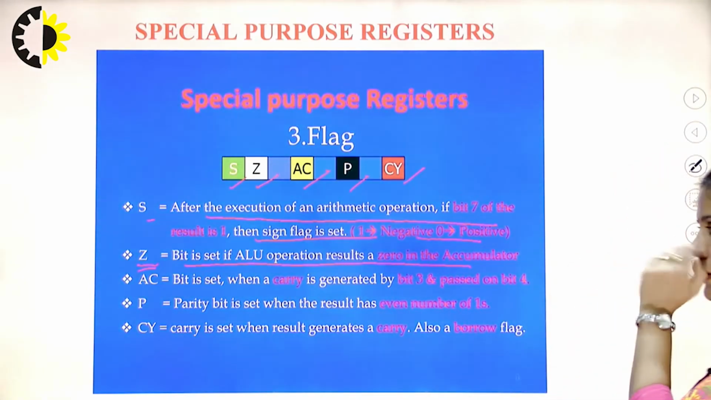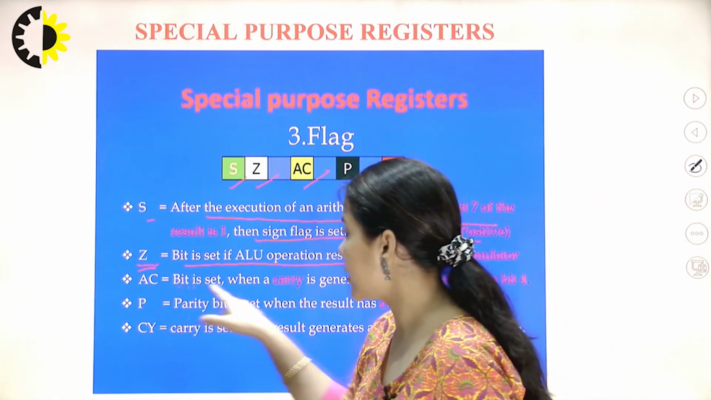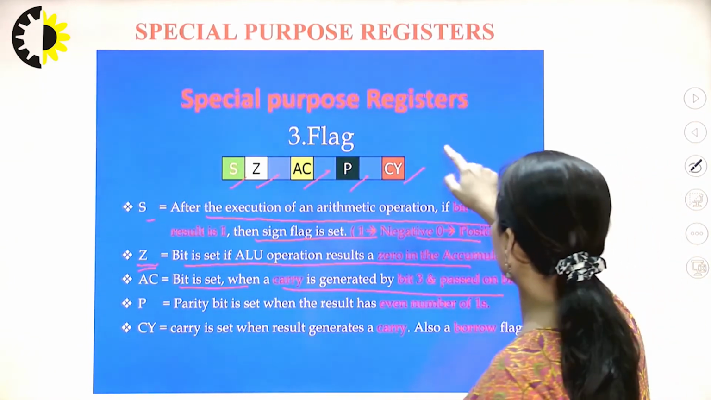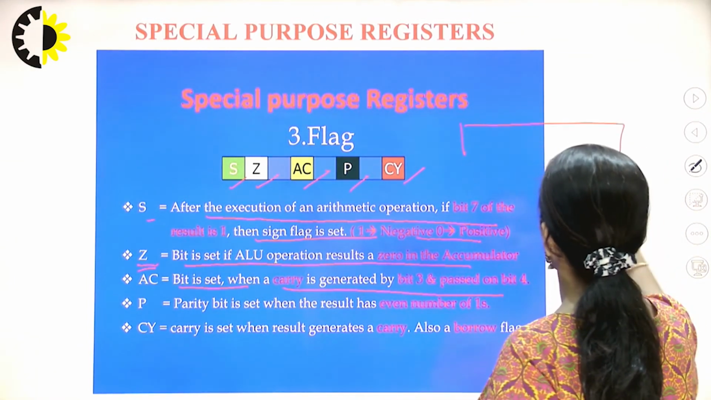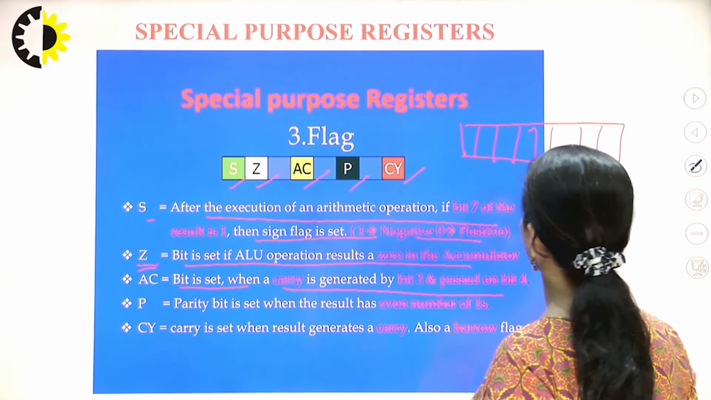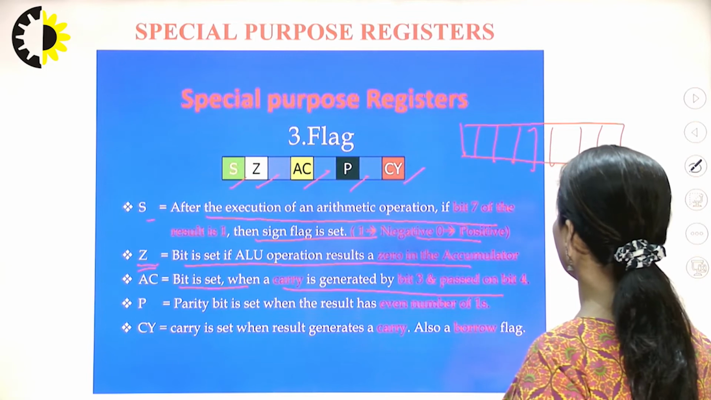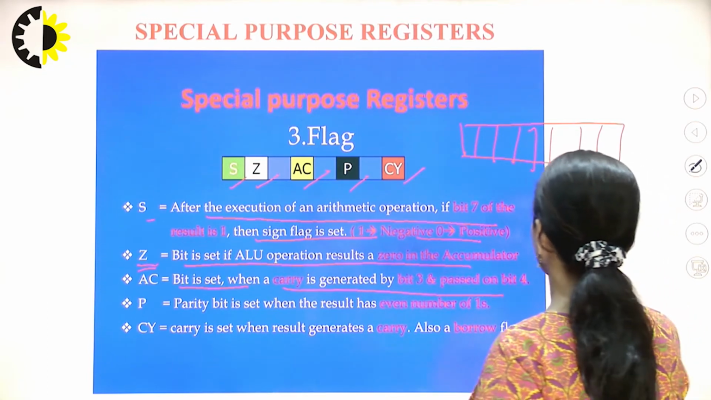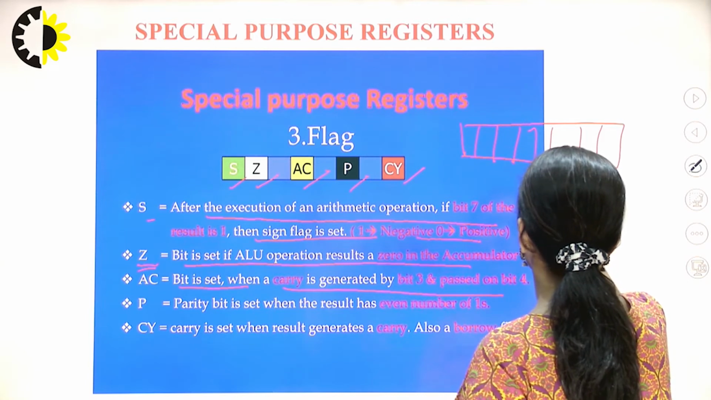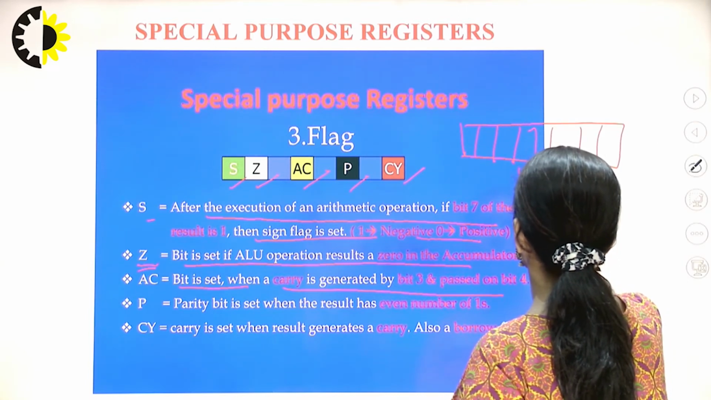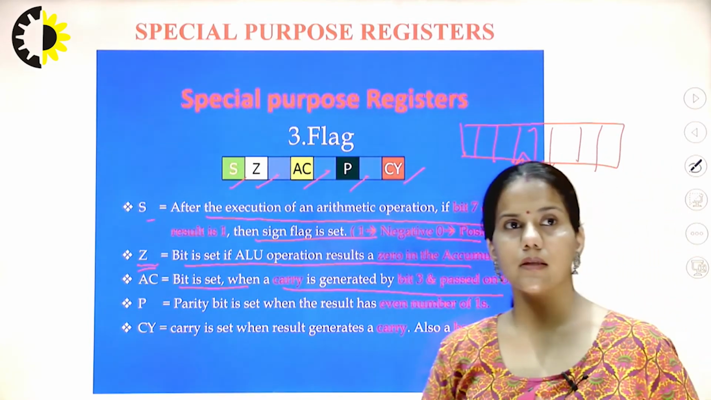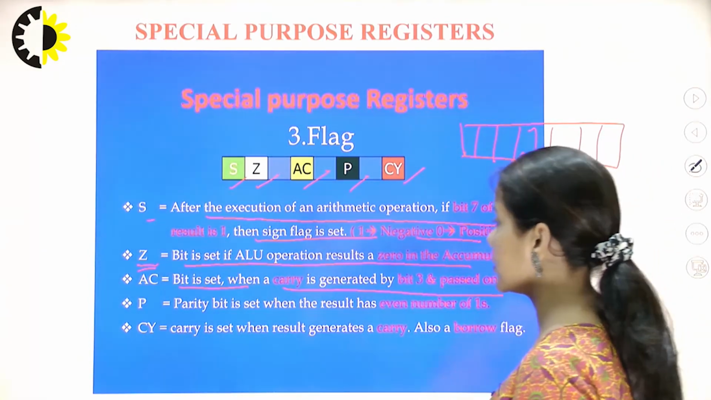Auxiliary carry. This bit is set when a carry is generated from bit number 3 to bit number 4. Suppose this is your register, that is the accumulator. If the carry is generated from bit number 3 to bit number 4, then this auxiliary carry bit is set, otherwise reset.